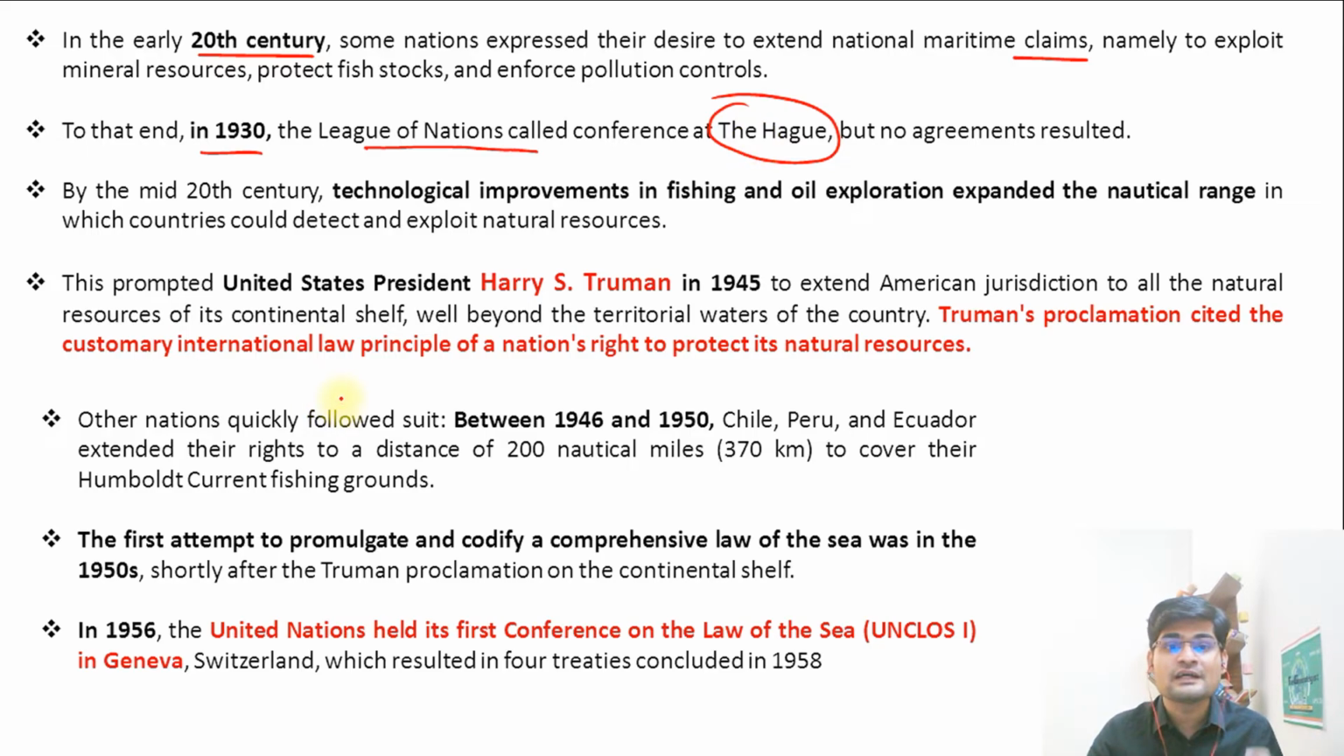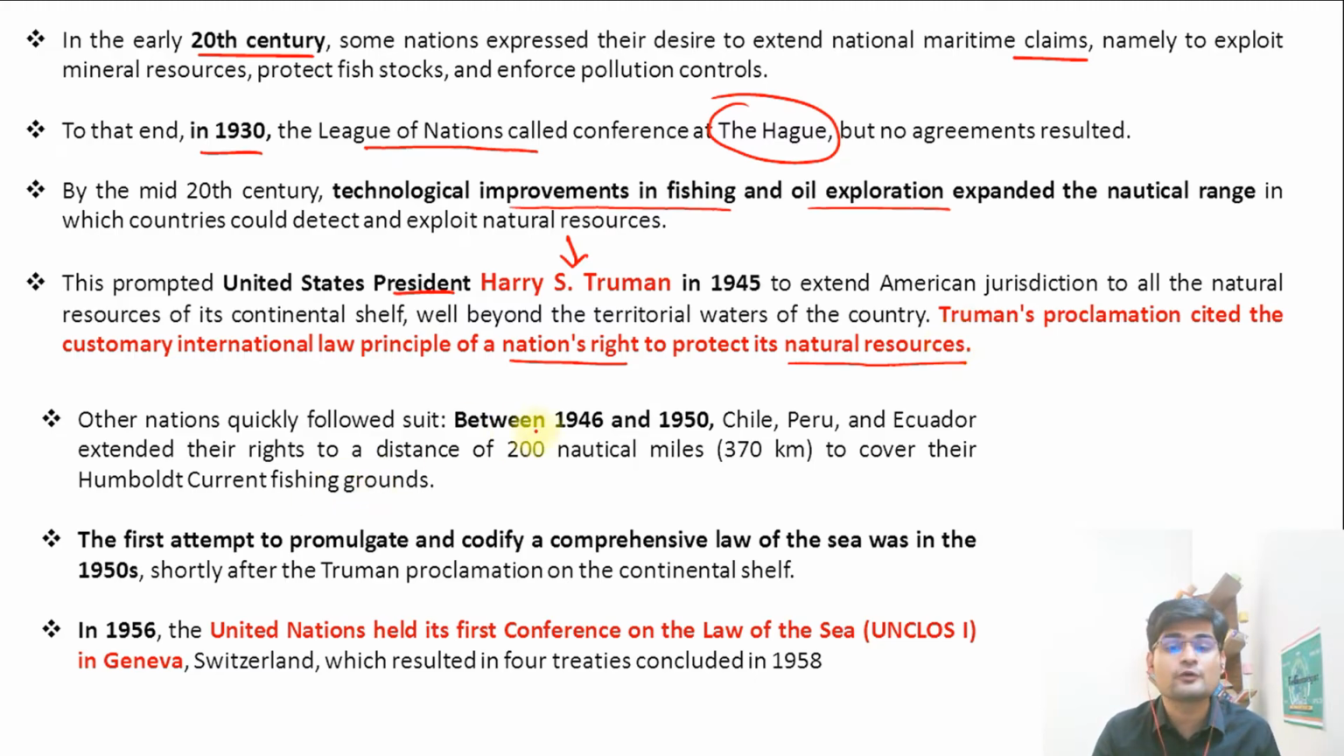Then further, the 20th century was the time when technological improvements in fishing, oil exploration, and mineral exploration happened, and most of the developed countries that we see today were looking forward to expand their sovereignty into the sea as well. So in 1945, US President Truman, in his very famous doctrine on the territorial waters, said that the US had all the rights to proclaim the international principle of nations' right over its natural resources on the adjoining areas of the United States. So that is when this debate started or sparked after 1945.